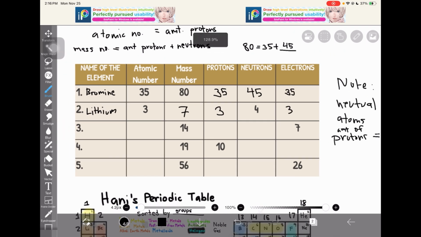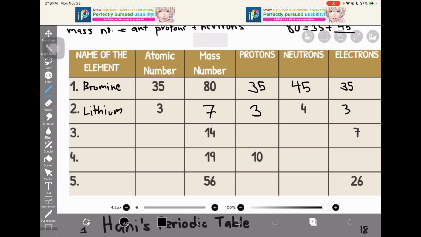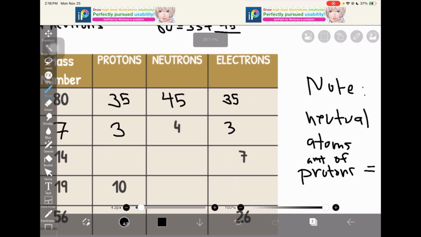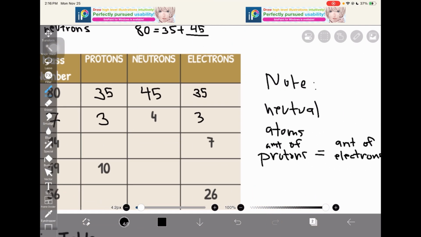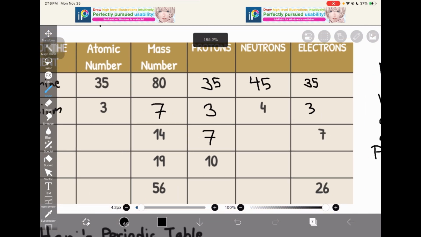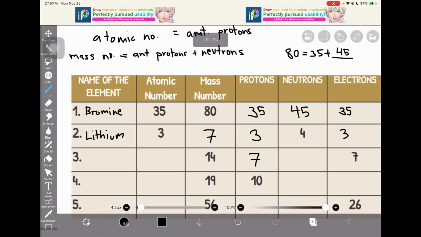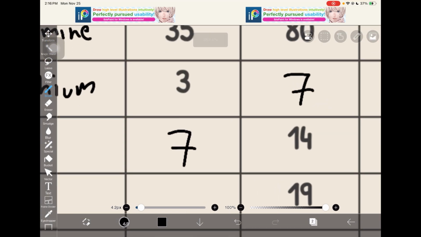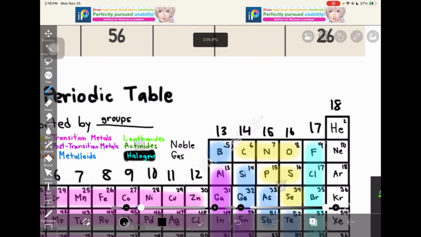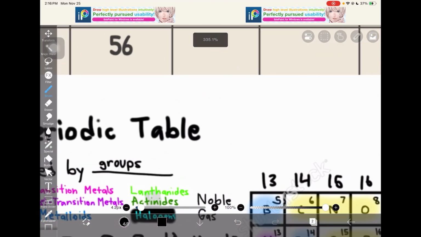Next one. We don't know the atomic number. However, we can say that the electrons is equal to the amount of protons. So we can put this as 7. Then, we know the amount of protons is equal to the atomic number, which means the atomic number is also 7. Then, from there, we can already identify our element, which is nitrogen.